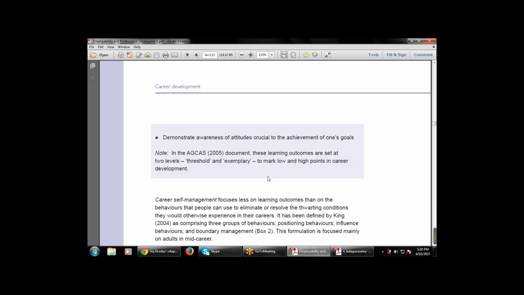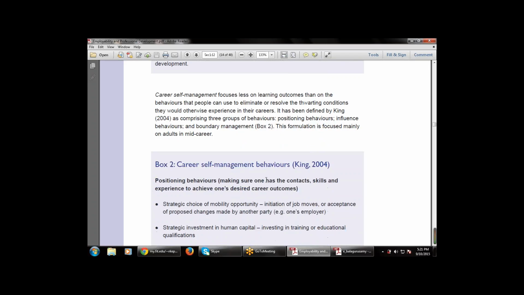And this formulation is focused mainly on adults in the mid career. That is, the mid career will be used for the adult. Then next is Box 2, that is the career self-management behavior, King 2004, the career self-management behavior.